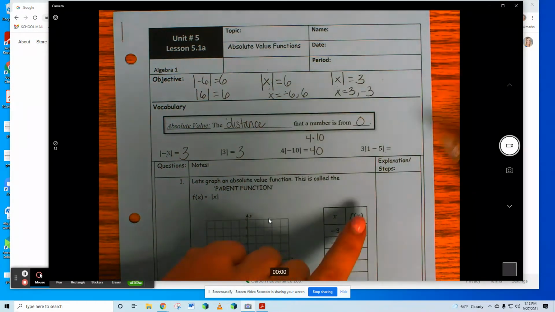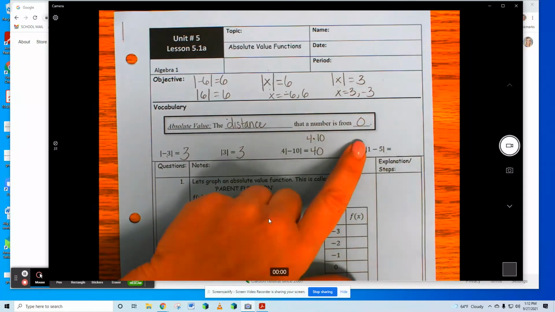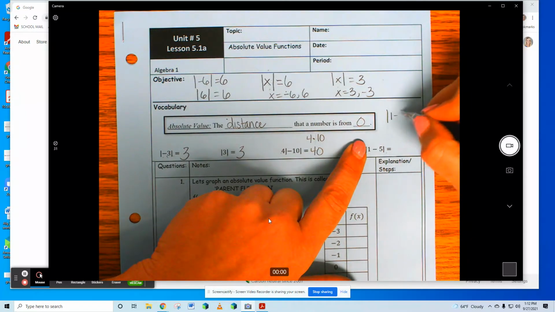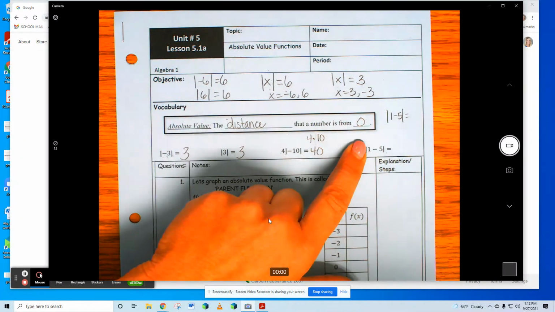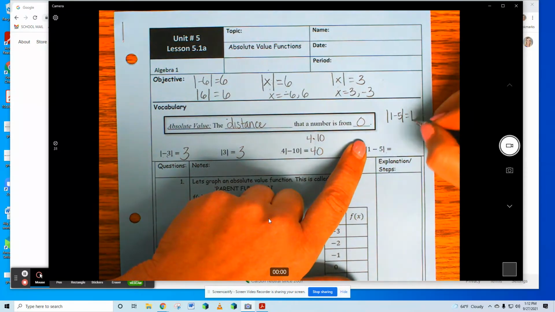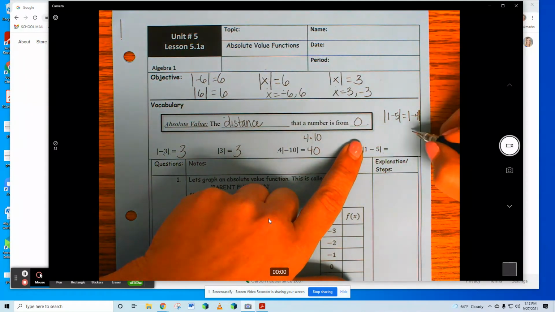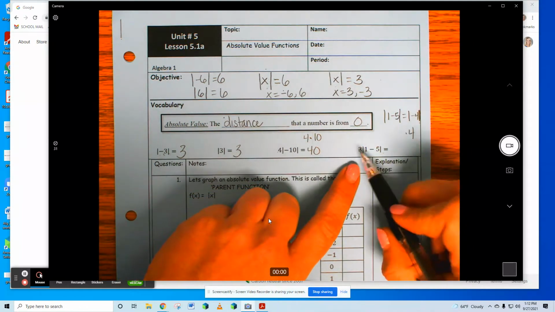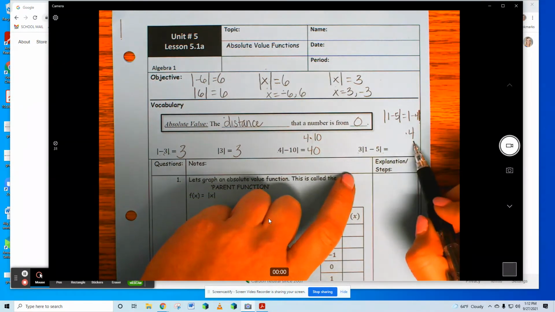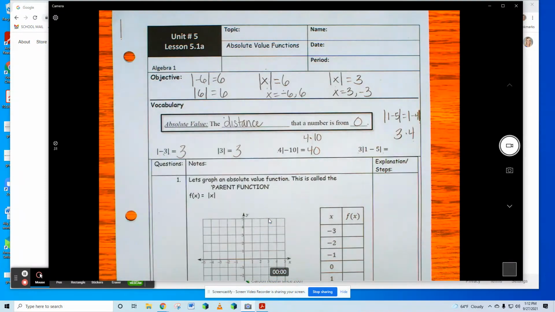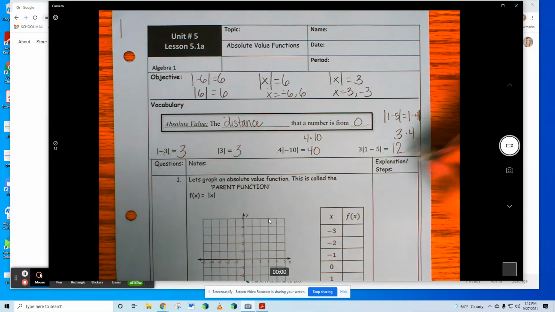Last one. Forget about the 3. What is the absolute value of 1 take away 5? Negative 4. So the absolute value of negative 4. What's the absolute value of negative 4? 4. So now I'm going to put the 3 in front. I first do the math, and then I put the 3 in front. That would be 12. Positive 12.